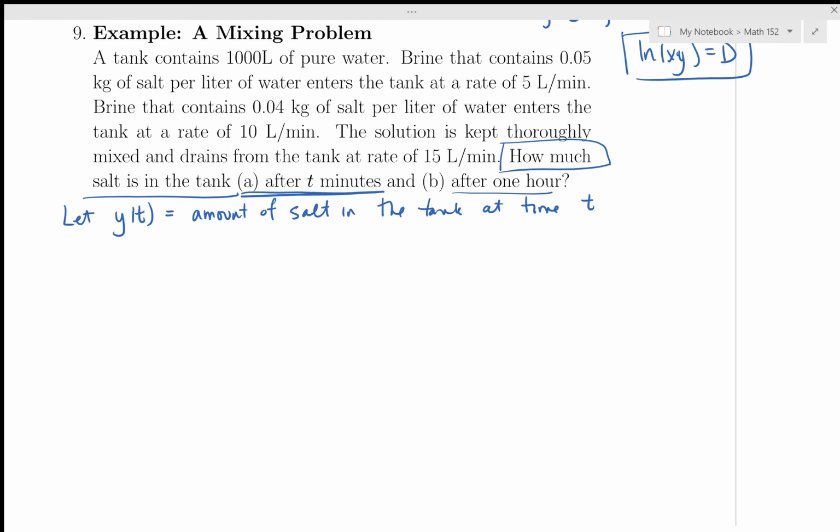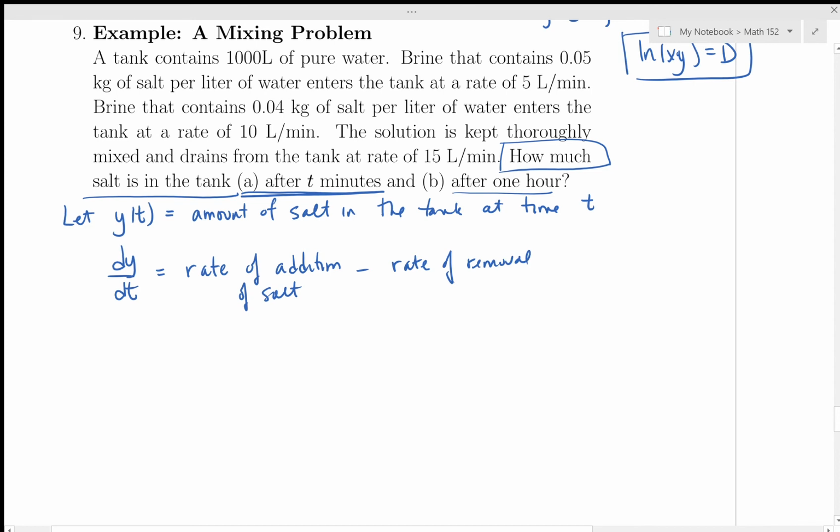Okay, and then I consider, what does dy by dt mean? dy by dt is the rate of change of salt in the tank, right? Because that's what a derivative is, the rate of change. So dy by dt is the rate of change of salt in the tank, and that will be equal to the rate of addition of salt minus the rate of removal of salt.